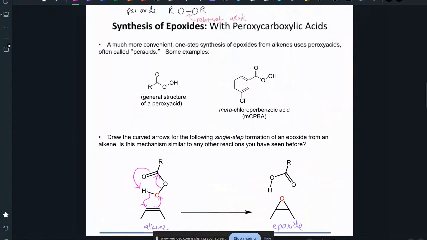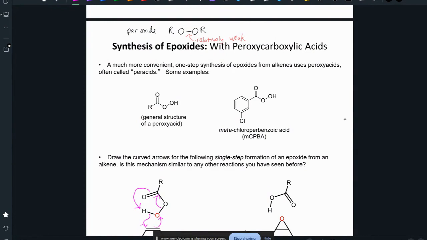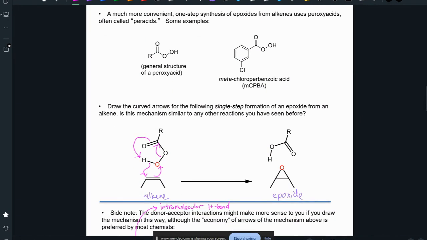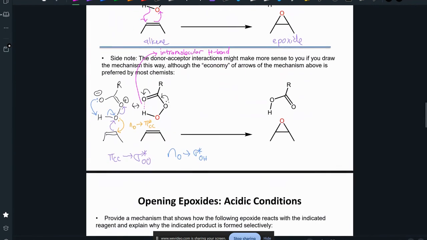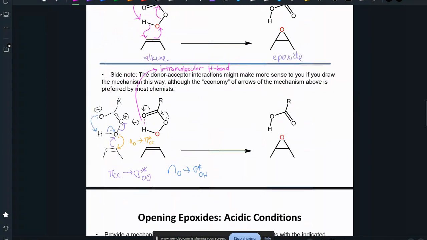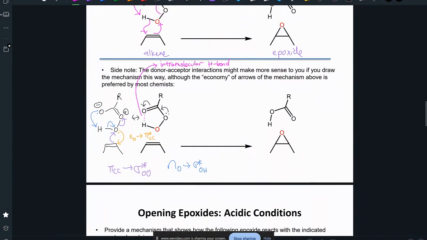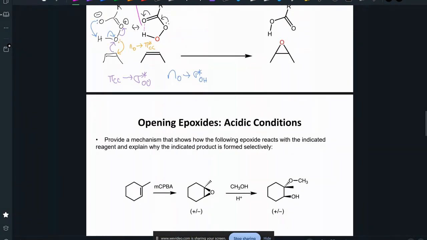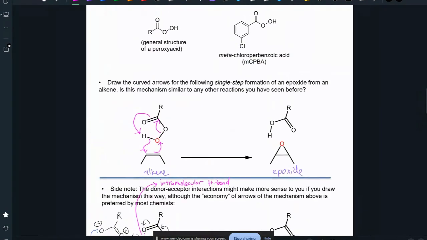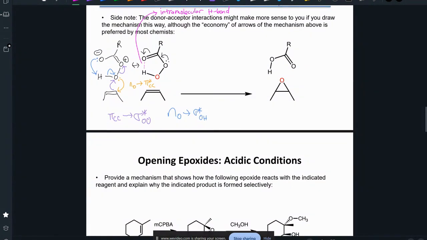All right. So using one of these peracids, we can create epoxides in a single step from alkenes, which, all right, that's a convenient thing to have in our pocket. I'm going to pause there, and then in a minute I will pick up what we can do with epoxides. So we've talked about how we make epoxides. Now we're going to talk about what we can do with them.